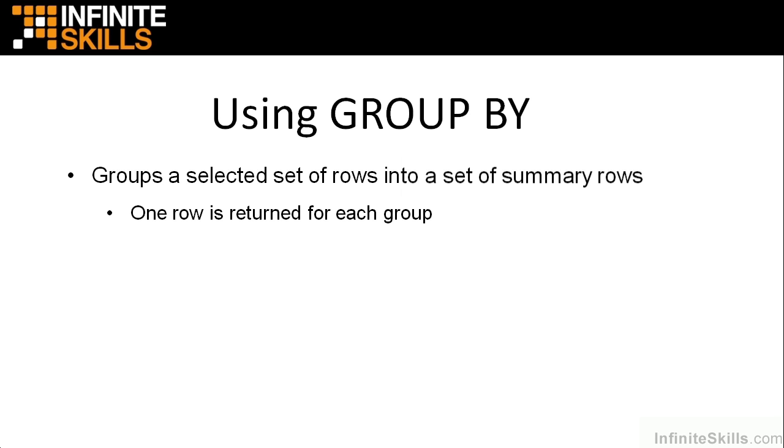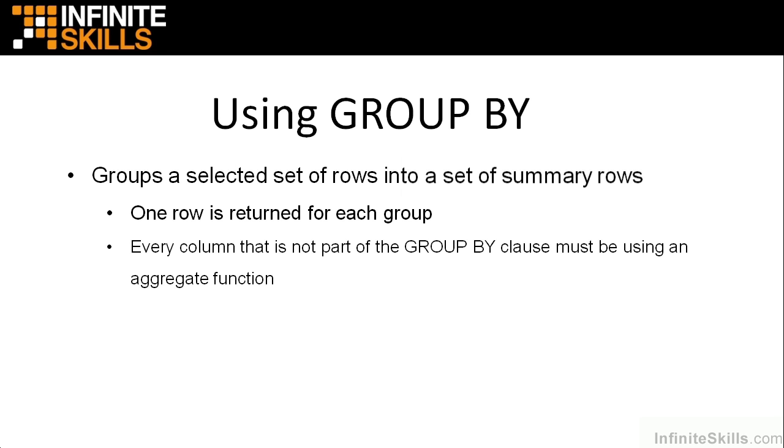And you can look out there in your working files folder on this, just like most of these examples, and I will have the code very similar to what I used here so that you can go back and refer to it. But when you're using group by, it groups a selected set of rows into a set of summary rows. One row gets returned for each group, or one row gets returned for each column that I mentioned in the group by clause. Now, every column that is not part of the group by clause must be using an aggregate function. Why is that? So that it will return a single value for the group.